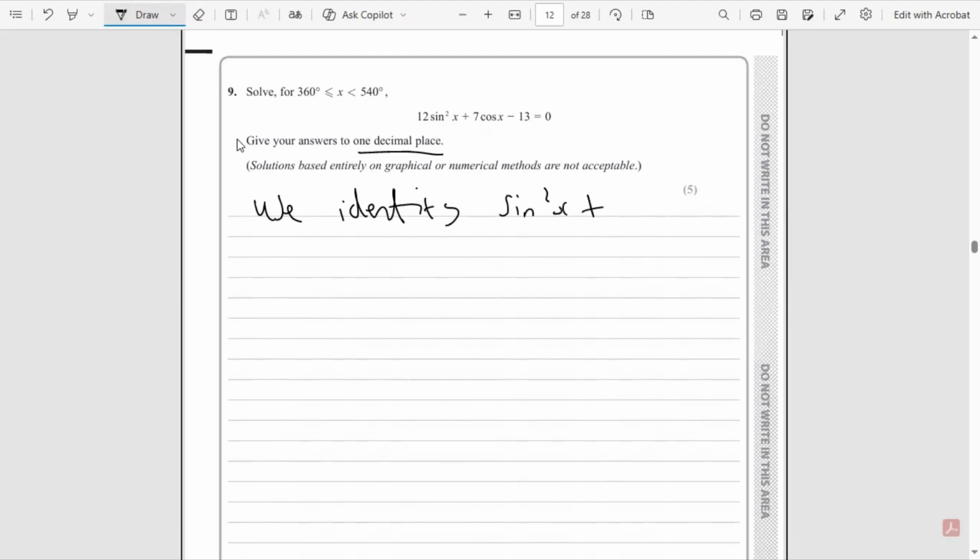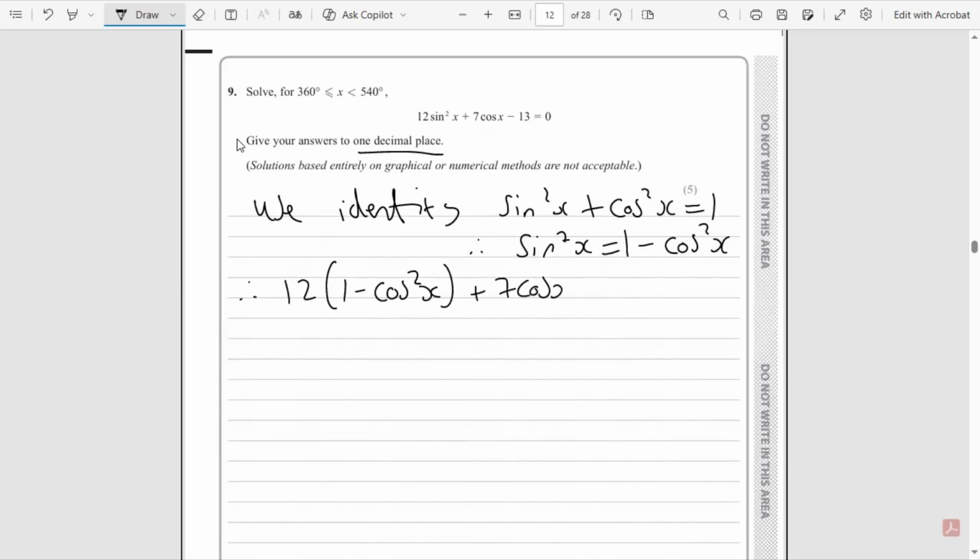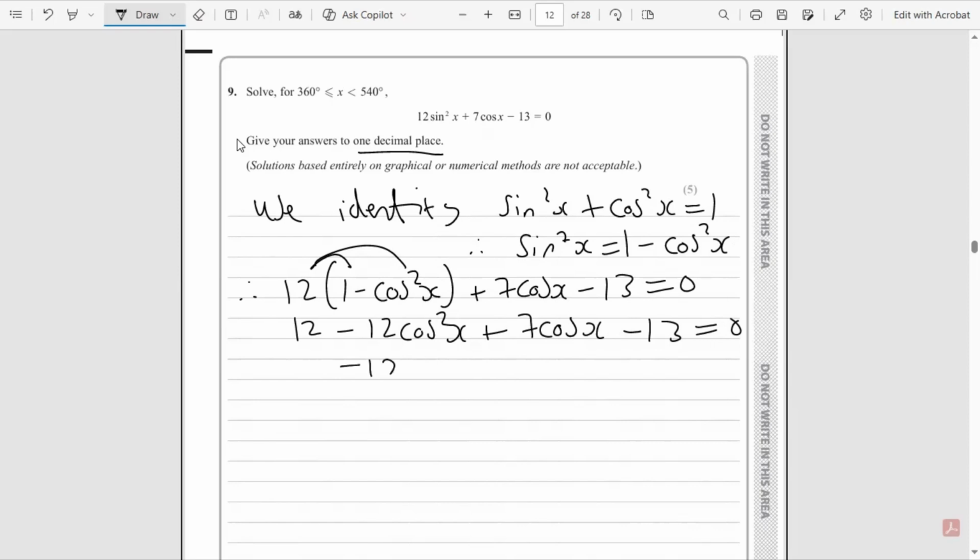So use the identity sine squared x plus cos squared x equals 1. That, of course, means that sine squared x is equal to 1 minus cos squared x. If we sub this into the equation, we have 12 multiplied by (1 minus cos squared x) plus 7 cos x minus 13 is 0. We expand the brackets: 12 minus 12 cos squared x plus 7 cos x minus 13 equals 0. So this gives us minus 12 cos squared x plus 7 cos x minus 1 equals 0.